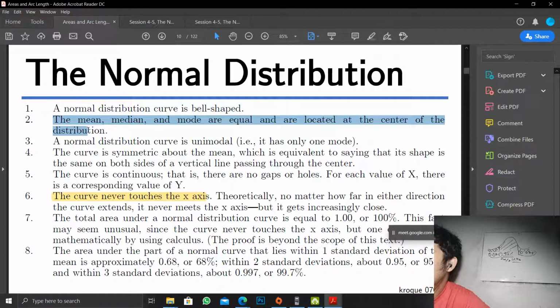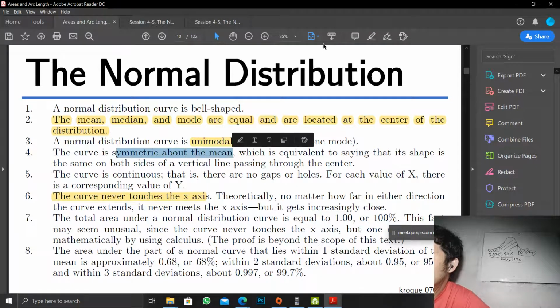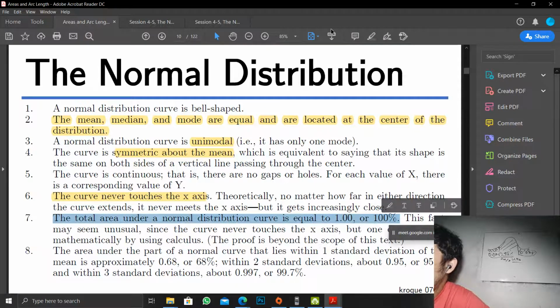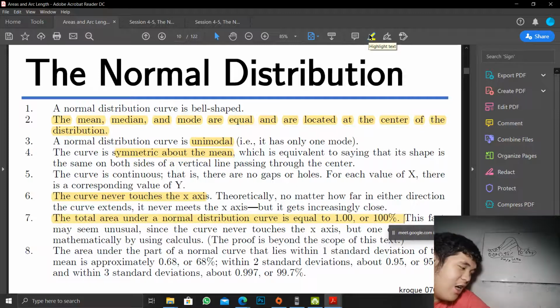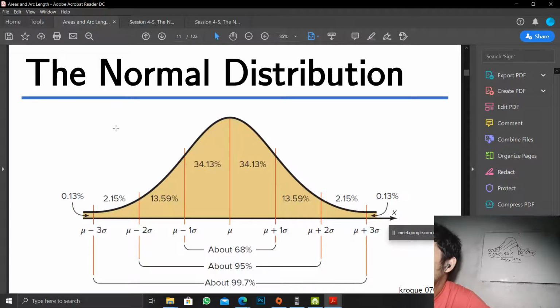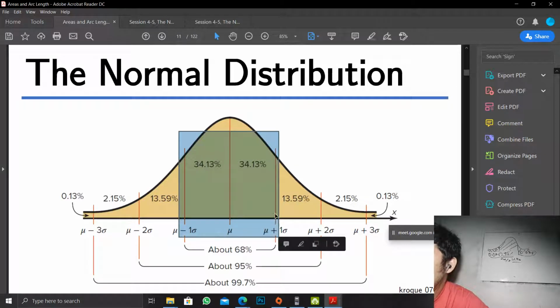The mean, median, and mode are all equal and are located at the center of the distribution. Kasi nga symmetric yung distribution, di ba? Unimodal lang, tas symmetric along the mean. Okay? What does that tell you? So, kapag divide natin to half yung curve, tig 0.5 sila. Okay? Tas the total area, kahit na it never touches the x-axis, is 1 or 100%. So, if naalala nyo, the sum of probabilities is 1, ganun din siya dito.